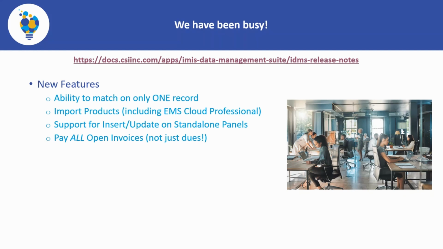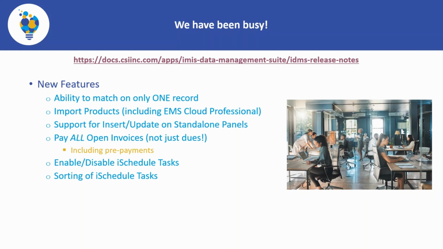You can now pay all open invoices, so not just dues. Think AR, prepayments, things along those lines. You can now enable and disable iSchedule jobs. You can also sort iSchedule tasks, so you're able to find the task easier. You can now import event registrations in bulk to iMIS. And then the last thing is linking of cloud IDs.